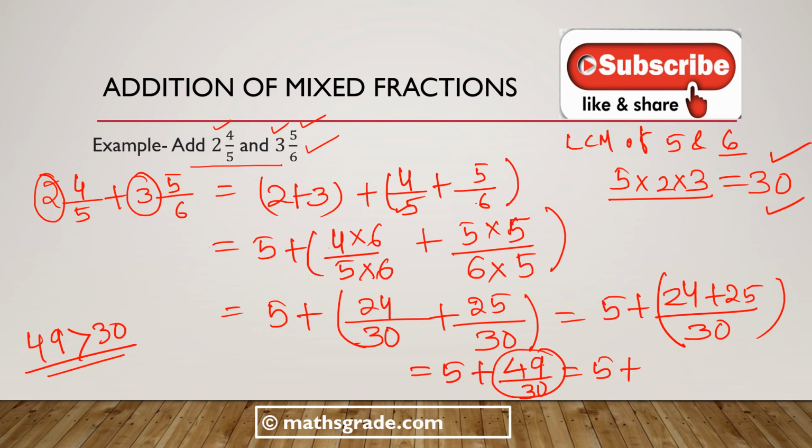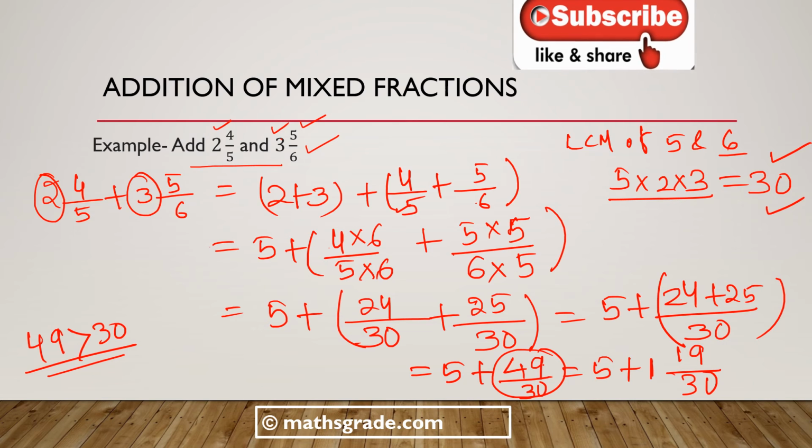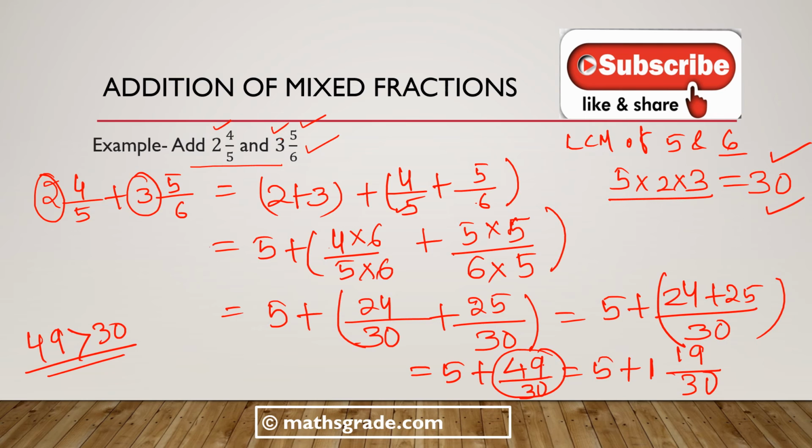Here we have to divide 49 by 30 and we get the quotient 1 and the remainder 19, and the divisor is 30. Quotient, remainder divided by divisor. 30 multiplied by 1 is 30, 30 plus 19 is 49. So the mixed fraction is 1, 19 divided by 30.